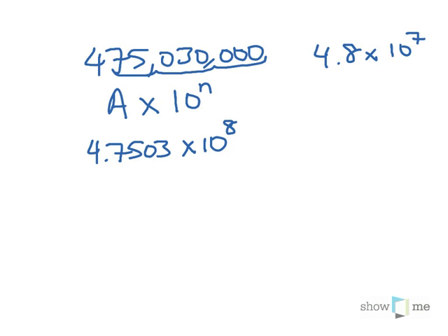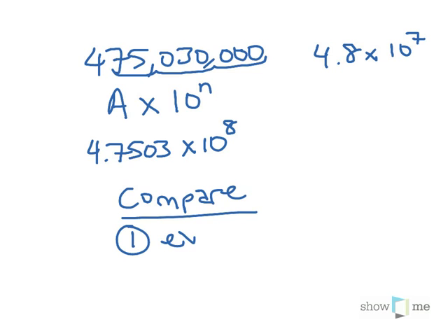We're now going to compare that to 4.8 times 10 to the 7th. When you compare numbers in scientific notation, the first thing you must look at is the exponent. Regardless of what the numbers look like to the left, if one exponent is larger than the other, then that number is greater. Well, the exponent for the number we just wrote in scientific notation is definitely greater than 7. So the comparison is over.